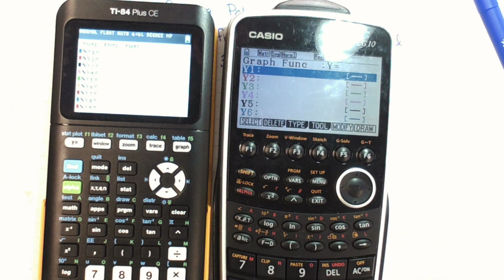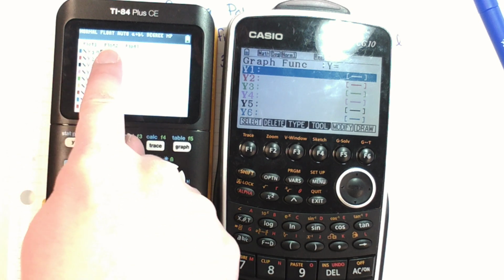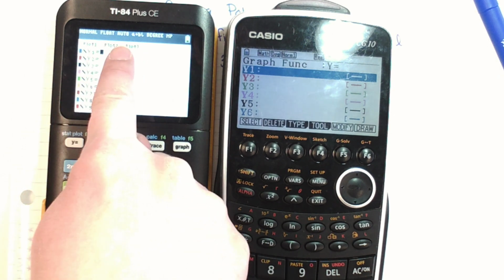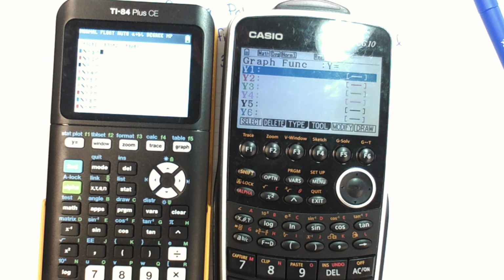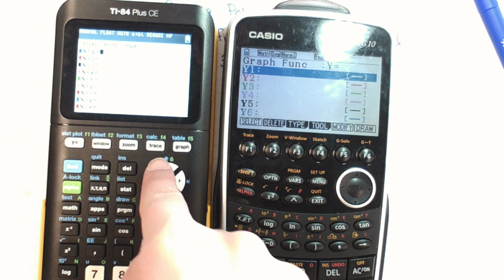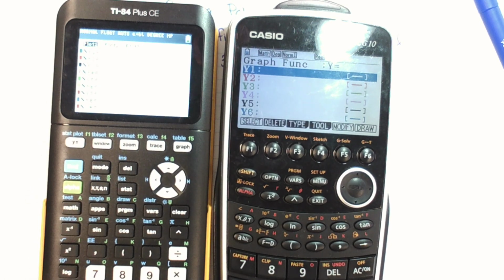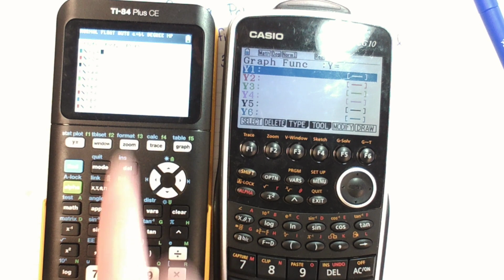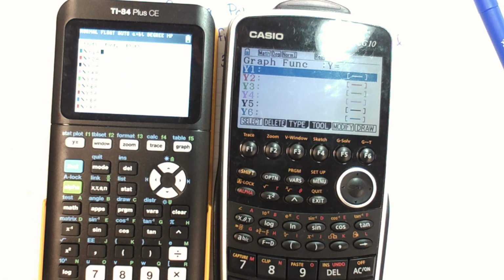On the TIs, is your stat plot turned off? Look at the plots up top. Are any of them highlighted? Because if they are, you've got a problem. Scroll up and click enter, which turns them on and off. We need them turned off. So as long as those are not highlighted, you're golden on the TI. On the Casio, you don't have to worry about that.